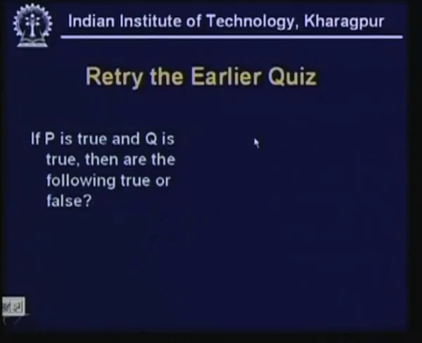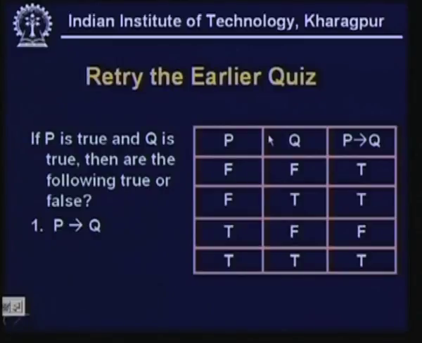The next thing that we can now do is retry the earlier quiz. What was given here is if P is true and Q is true, then are the following true or false? First thing that was given was P implies Q. Is it true or false if P is true and Q is true? Now, we have got a formal method at our disposal. So, let us make a truth table for that. We see that P and Q and P implies Q, if we make this truth table, we will find that if P is true and Q is true, P implies Q is true, right.